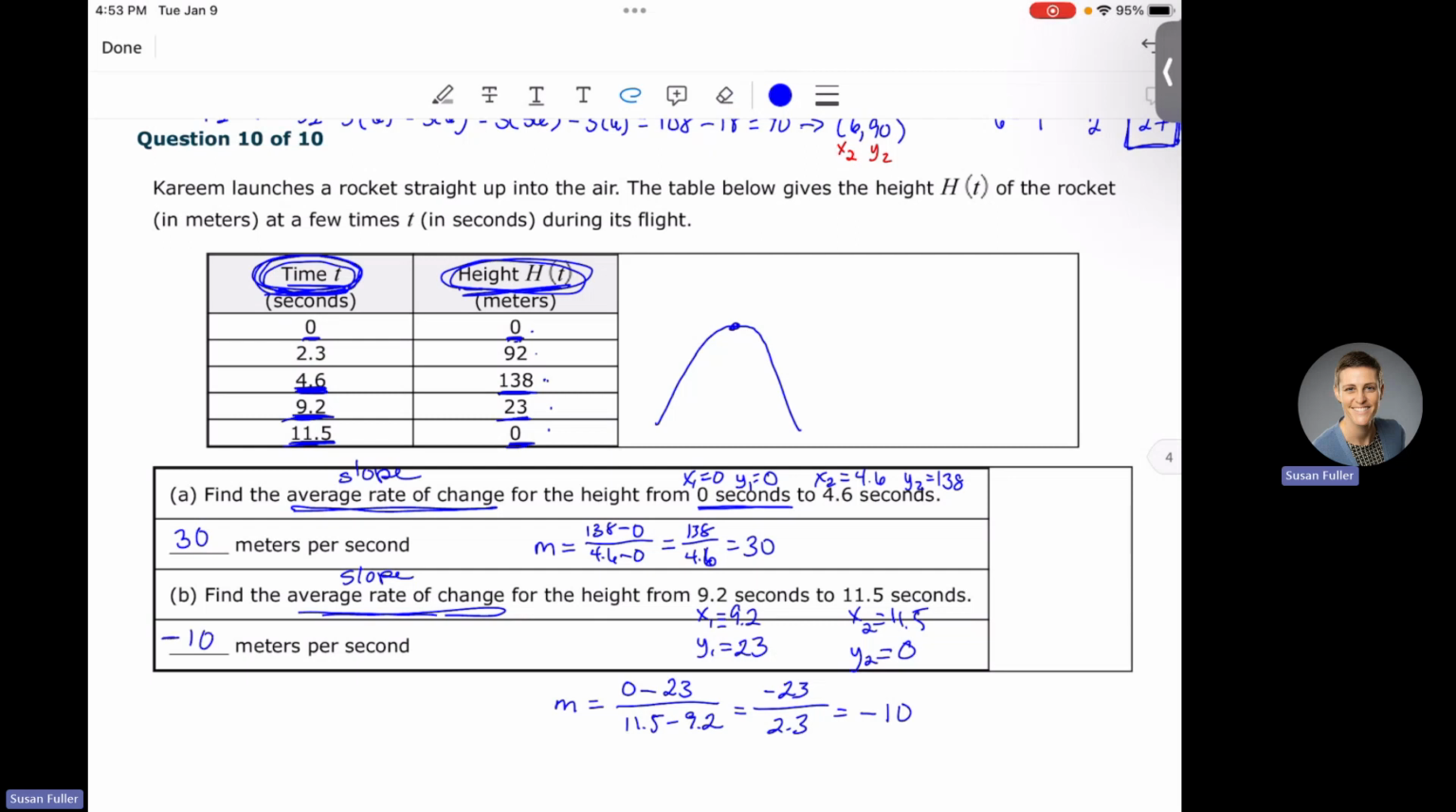And that should make sense that this is negative, because our slope on this side is going to be negative. We're falling, right? When we go from 9.2 to 11.5, our height's going down. We're on this part, so our slope should be negative. In part A, we were going from here to here, we were going up, which means we were on this section, which means my slope was positive.